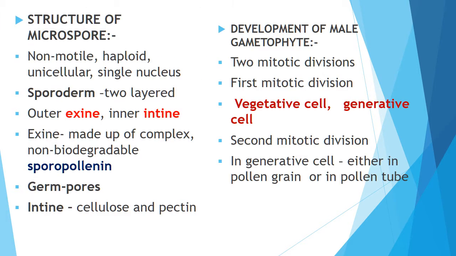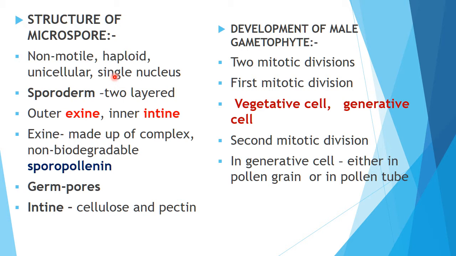Structure of a microspore. Microspore is non-motile. Non-motile means not able to move. Haploid, already we know it is haploid. It is a male gamete, it is haploid. Then it is unicellular, and it has a single nucleus. So a non-motile haploid unicellular body with a single nucleus, that will be the structure of a pollen grain or microspore.